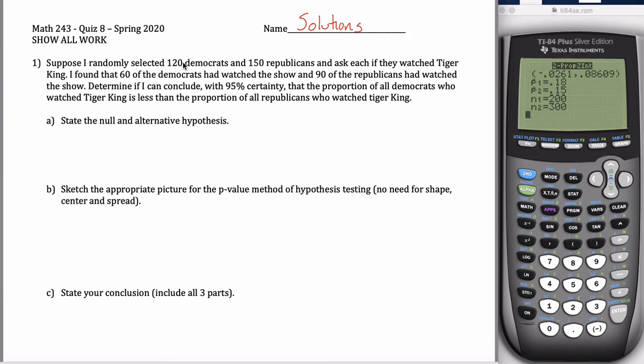Suppose I randomly select 120 Democrats and 150 Republicans. Those sound like a couple of sample sizes. So let's call N1 120 and N2 150. And make note of the fact that we're calling the Democrats the 1 and the Republicans the 2. And ask each whether they watch Tiger King. Found 60 of the Democrats, so X1 would be 60, and 90 of the Republicans, so X2 would be 90.